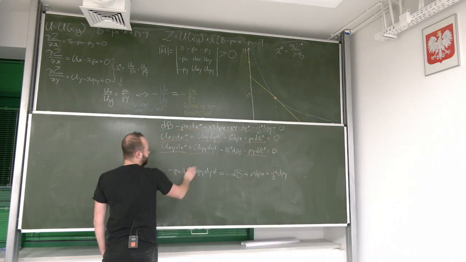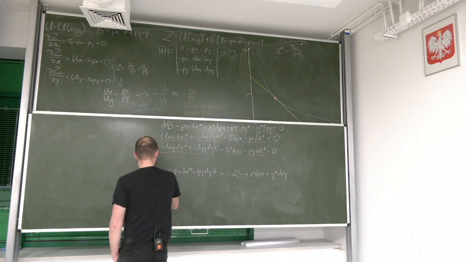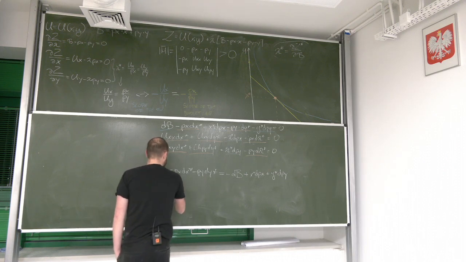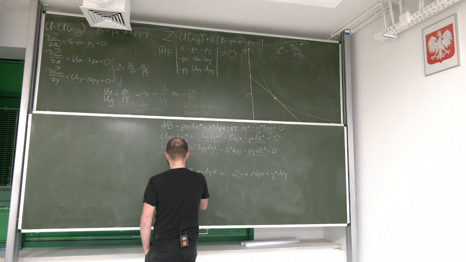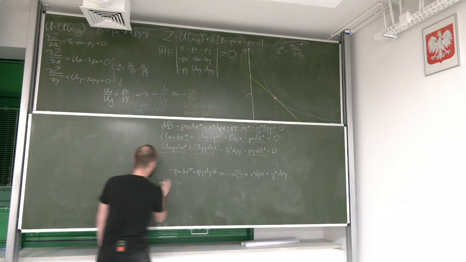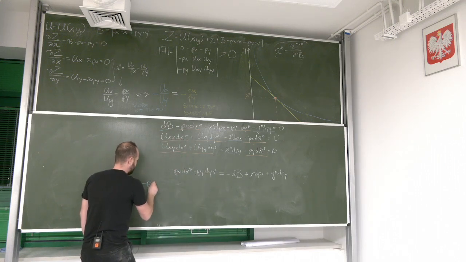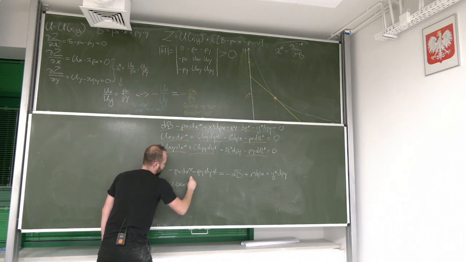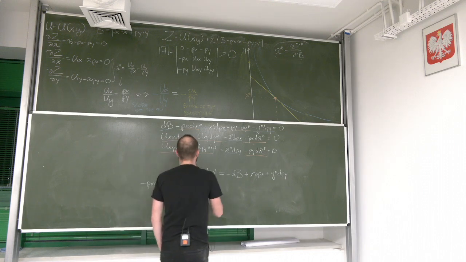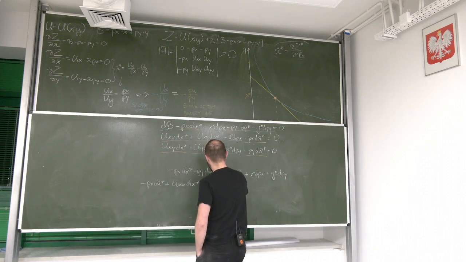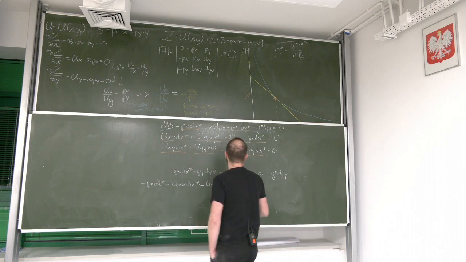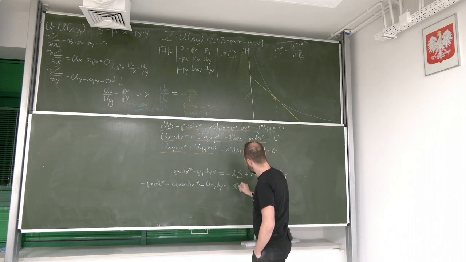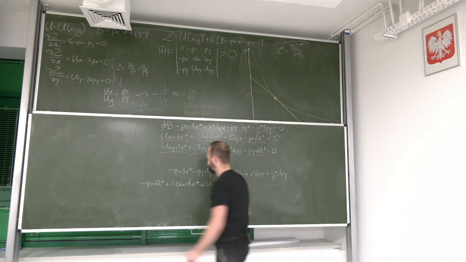Okay, then starting with expressions with lambda, we would have negative px dlambda. Then we will have plus, let me write it a little bit further here, plus uxx dx plus uxy dy, which is equal to lambda times dx.